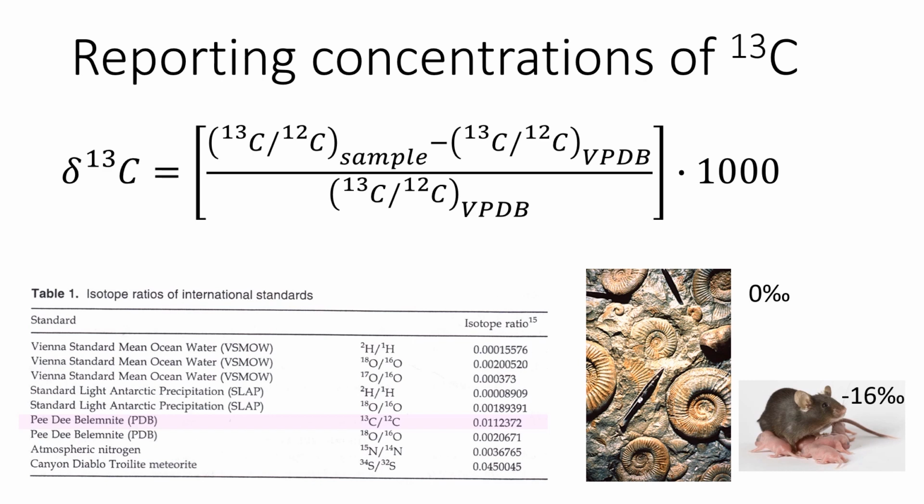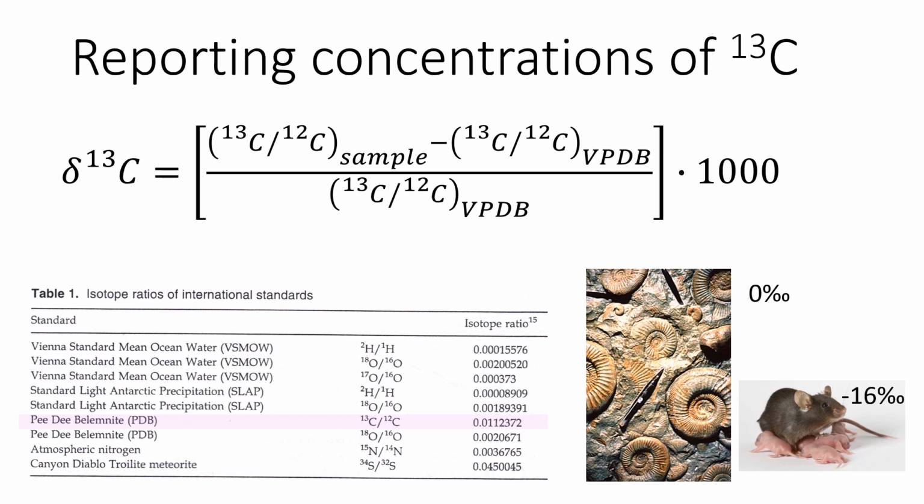The nomenclature for reporting stable isotope concentrations dates back to the work of the early geochemists in the 1950s. And unfortunately today, it creates a little confusion for many folks entering the field. So the concentrations of heavy isotopes are reported in units that we call delta values. They're represented using this lowercase Greek symbol for delta.